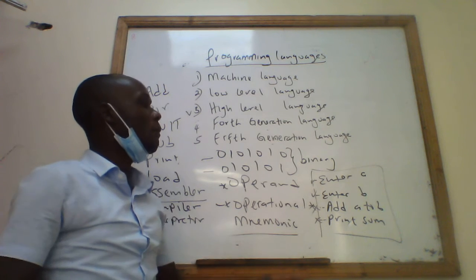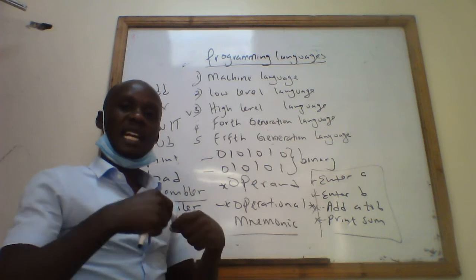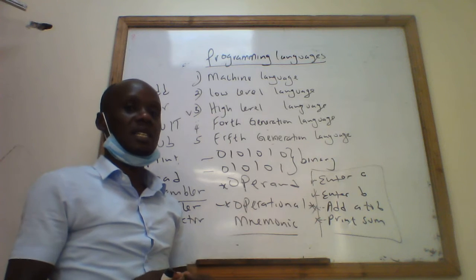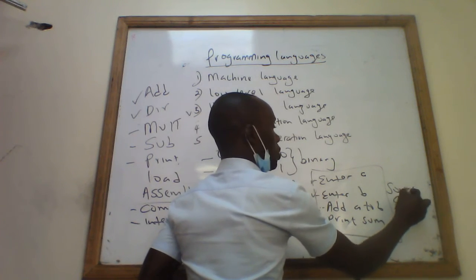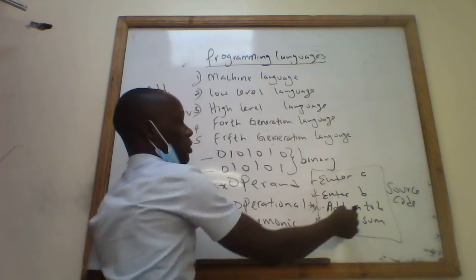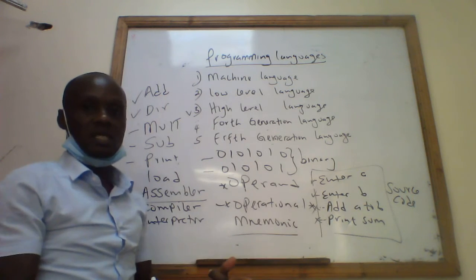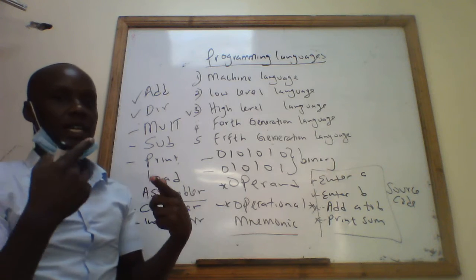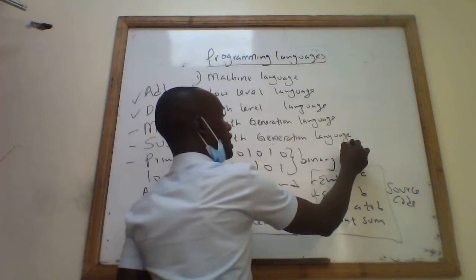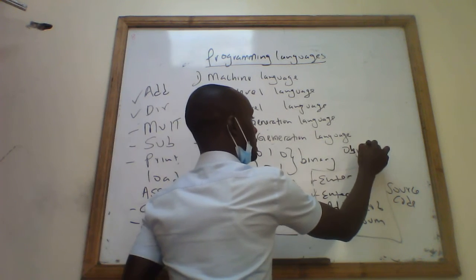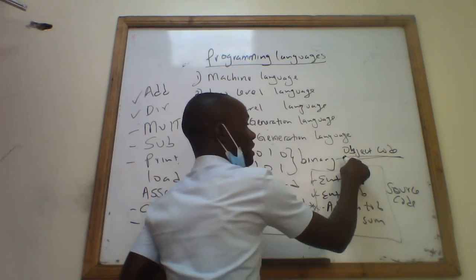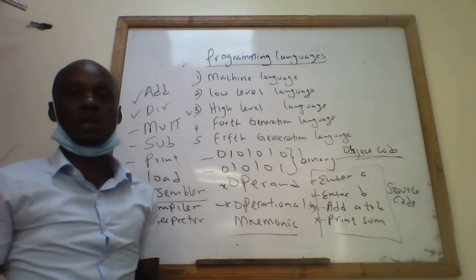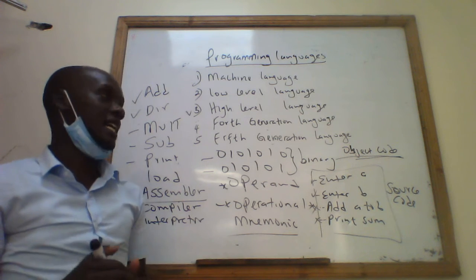So any program written in a high level language, in a language that a human being can somehow understand, is known as source code. Source code. So this is an example of source code. Once you translate it into zeros and ones, it is known as object code. Object code is a translated instruction in zeros and ones that a computer can understand.